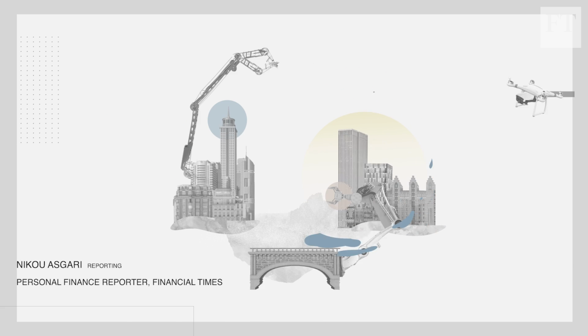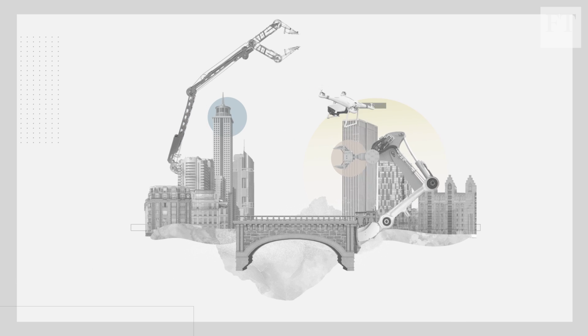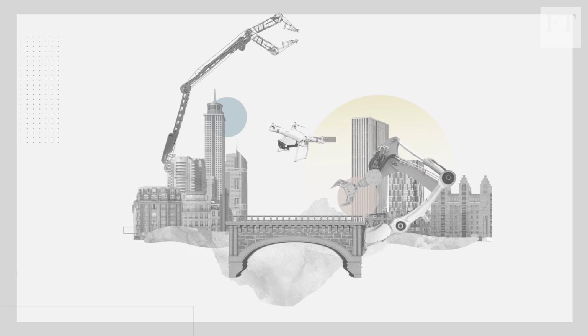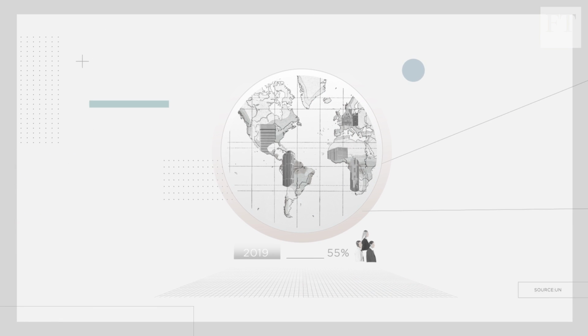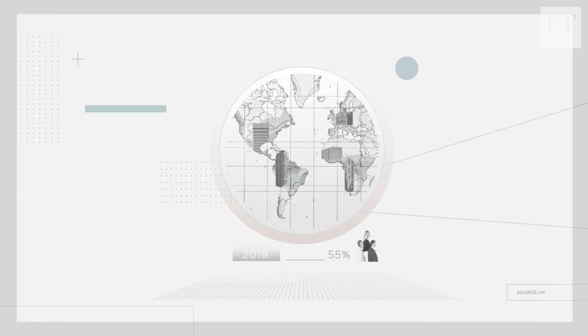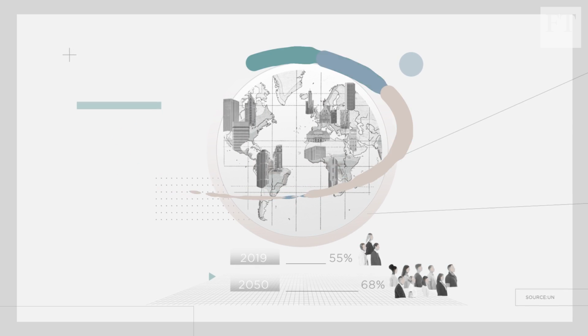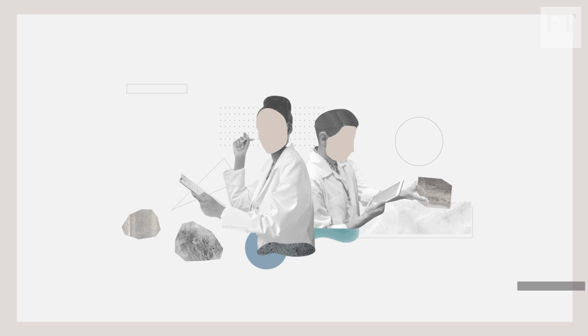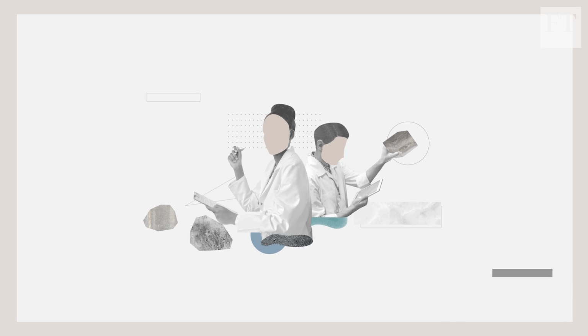As urbanisation accelerates and infrastructure ages, researchers are looking to create cities that can heal themselves, just like living organisms. Today, about 55% of the world's population live in urban areas. By 2050, that will rise to around 68%.